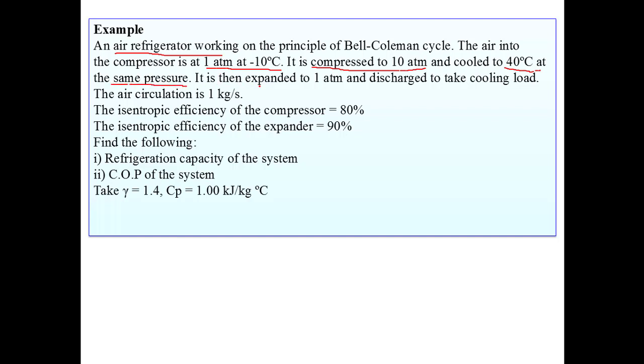It is then expanded in the cooling turbine again to 1 atmosphere and then discharged to take the cooling load. The mass flow rate of the air is 1 kg per second, and the isentropic efficiency of the compressor is 80%, the isentropic efficiency of the expander or turbine is 90%. Based on this given data, calculate the refrigeration capacity of the system and the COP of the system. Use gamma equal to 1.4 and Cp equal to 1. So based on this given data, please calculate the unknowns.